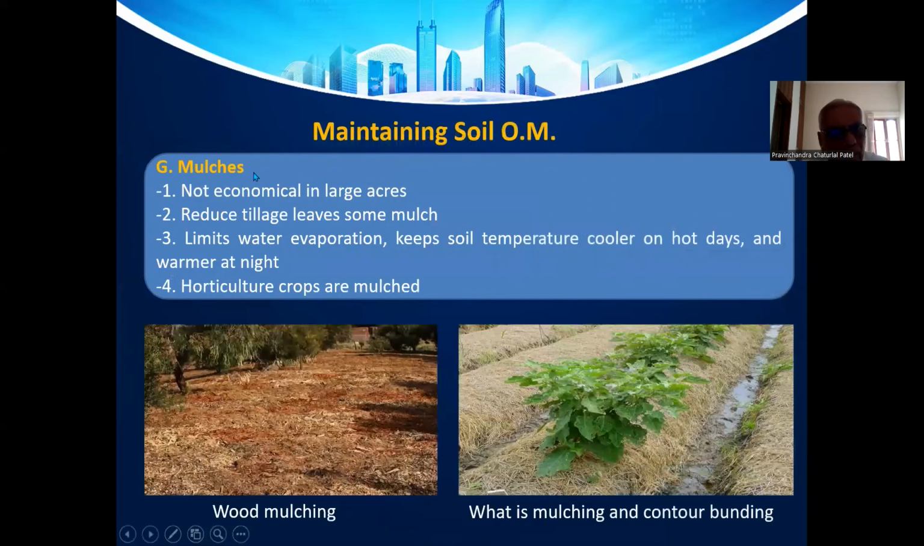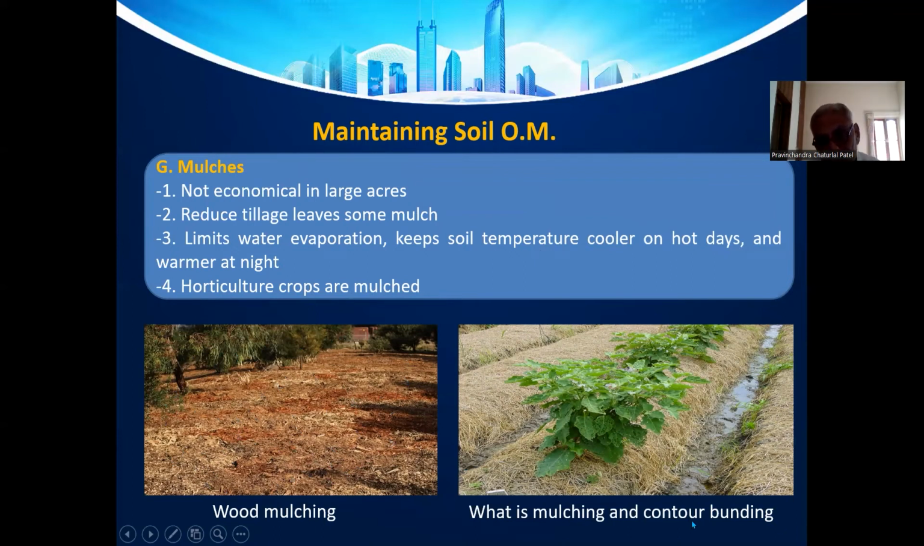Then maintaining soil organic carbon, then mulches. So it is not economical in larger areas. Then reduce tillage, leave some mulch, limit water evaporation, and keep soil temperature cooler on hot days and warmer at night. So it works as an insulating material. Horticulture crops are mulched. Here you can see wood mulch. In horticulture crops they use wood mulch because mulch keeps soil temperature cooler in hot days, suppose in summer season, and warmer at night in the cool winter season, particularly in December and January.